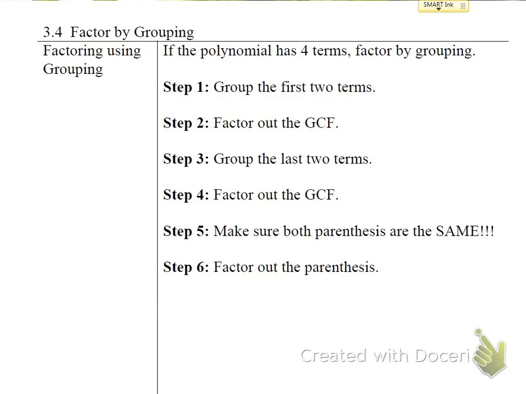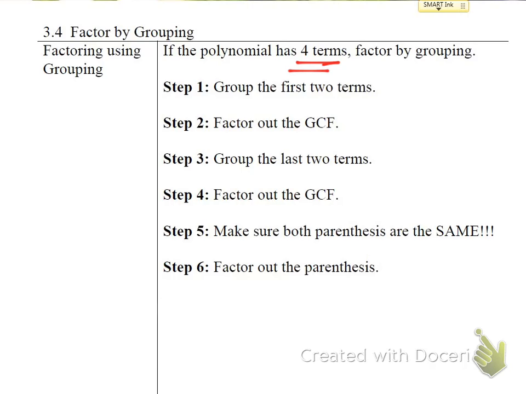Okay, so I know that we are skipping around a little bit for this unit, but that's okay. So we're learning a new type of factoring method. You have never seen this one before. It's called factoring by grouping. When do you use this? You always use factoring by grouping when there are 4 terms in the polynomial. Okay, so anytime there are 4 terms in the polynomial, you are going to use factoring by grouping.